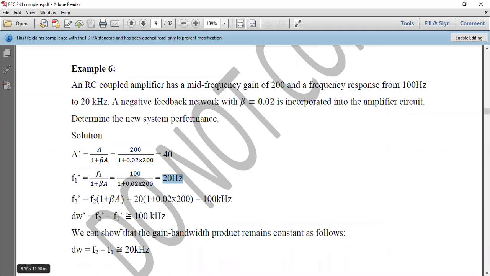Now we can show that the gain bandwidth product remains constant. How can we show that? The initial bandwidth, we represent that one with DW here. Initial bandwidth is F2 minus F1. F2 given initially was 20 kilohertz and the F1 was 100 hertz. If you do the calculation here, you say 20 kilohertz minus 100 hertz, you get something approximately 20 kilohertz.